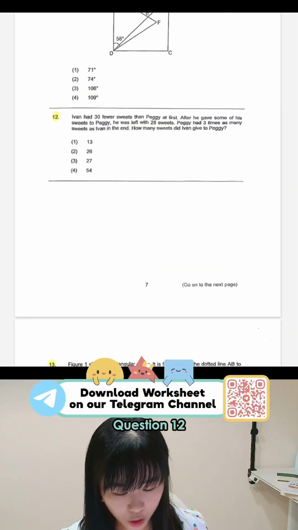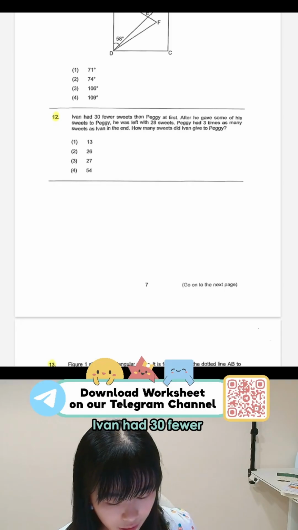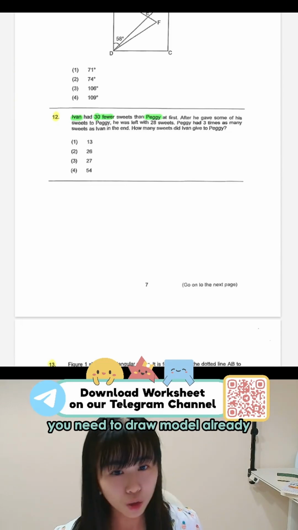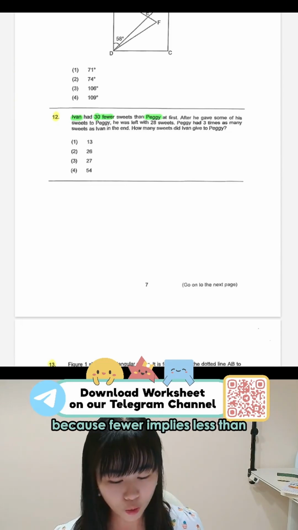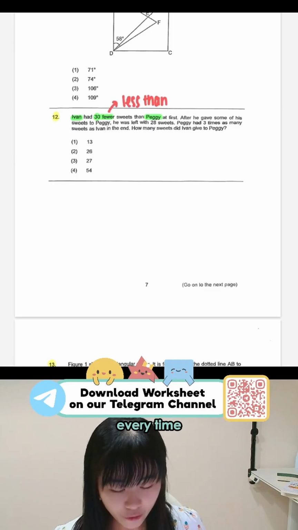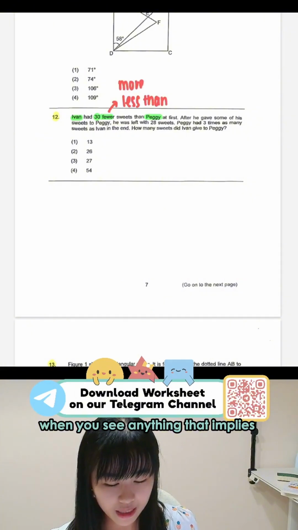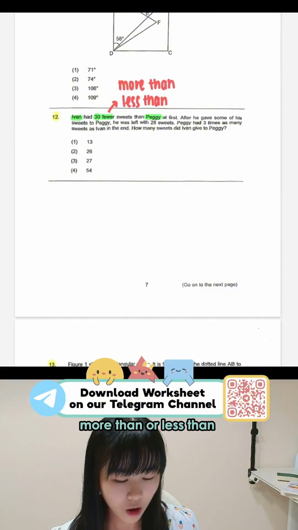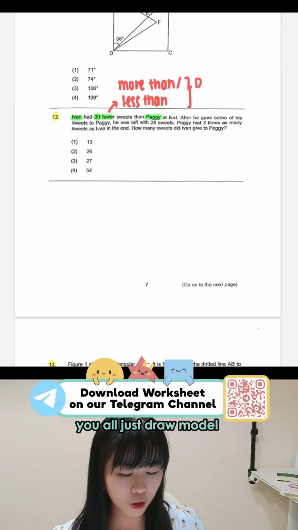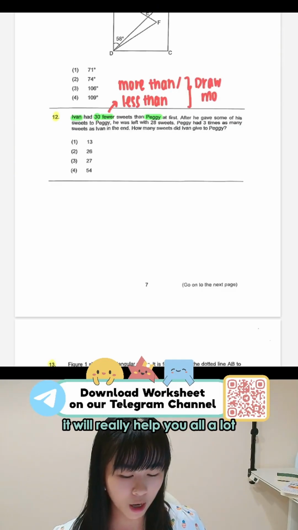Okay. Question 12. Ivan had 30 fewer sweets than Peggy at first. So the fact that they say fewer, you need to draw model already, because fewer implies less than. Every time when you see anything that implies more than or less than, as long as it implies these two meanings, you all just draw model, okay? It will really help you all a lot.